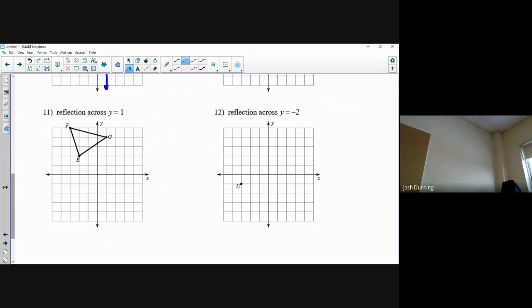And 11. There's y equals 1. Because it's 1 right there on the y-axis, so you cut through it, horizontal line. Now you just do, like I said, what we did before for like G, down 1, 2, 3 to the mirror, so go another 1, 2, 3. E is down 1, so down another 1. F, 1, 2, 3, 4, so go another 1, 2, 3, 4.